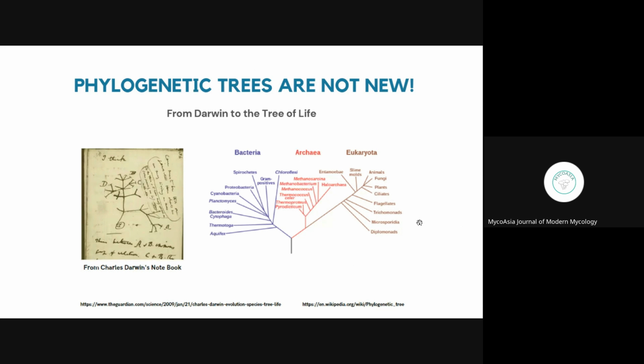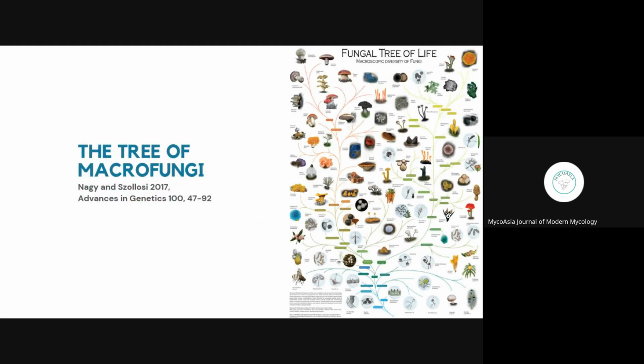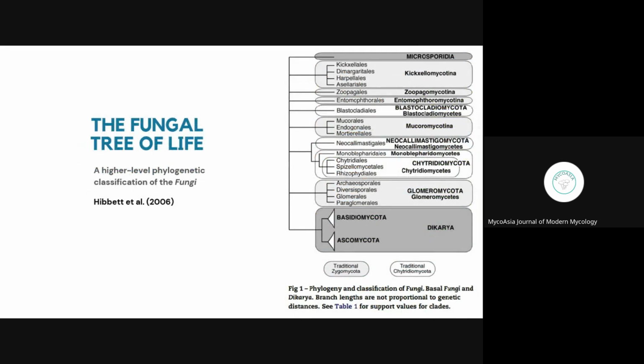In the modern day, in biological classification, we have three domains: bacteria, archaea, and eukarya. So this is also a phylogenetic tree. If you talk about fungi, for macrofungi, the fungi which are easily visible to our naked eyes, you have a beautiful tree here. So this is also a phylogenetic tree. It talks about the different groups of macrofungi and their evolutionary relationships.